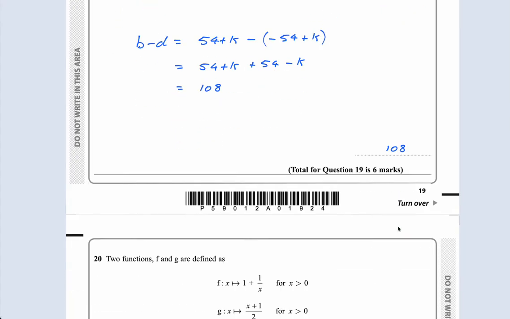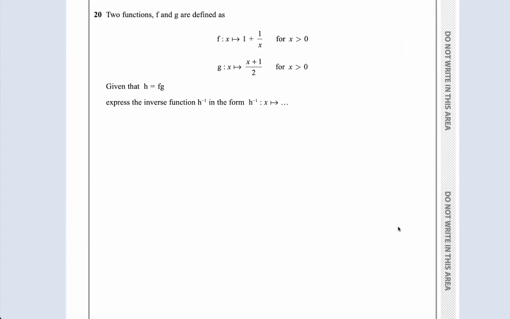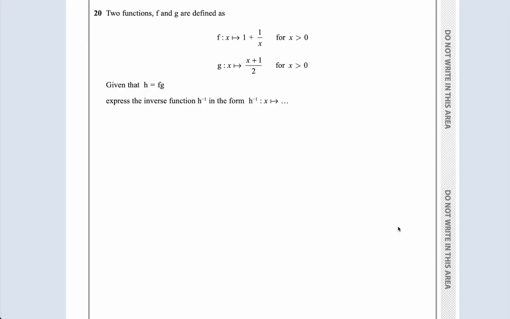Okay, next question. Question 20. It says, given that h equals fg, express the inverse function h minus 1 in the form of this. So basically, find the inverse function of h. But to do that, let's first find h. So h is equal to fg.